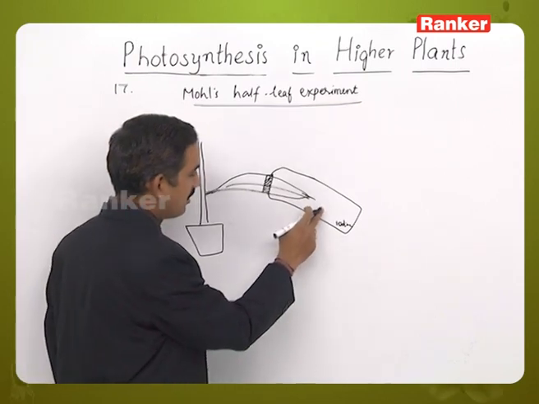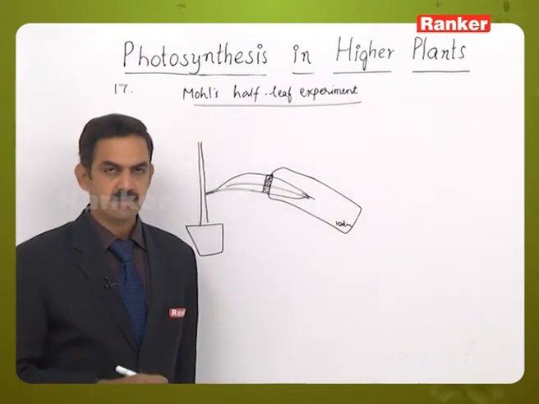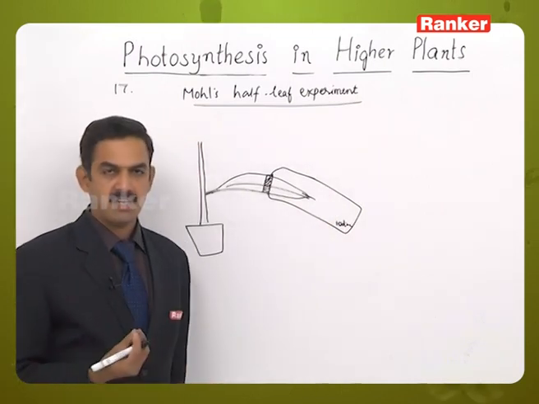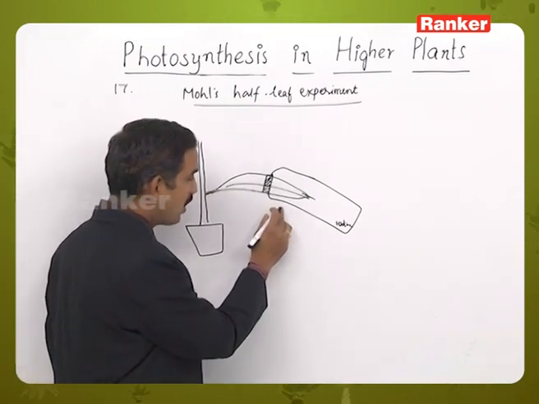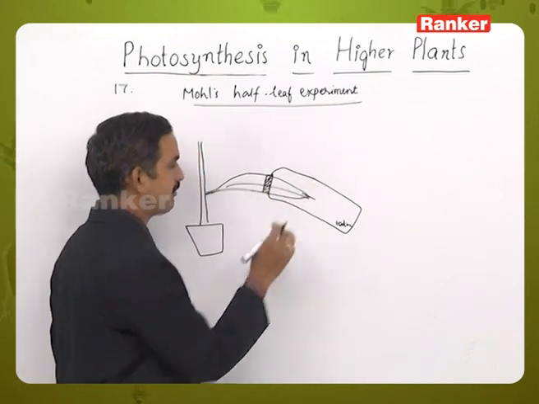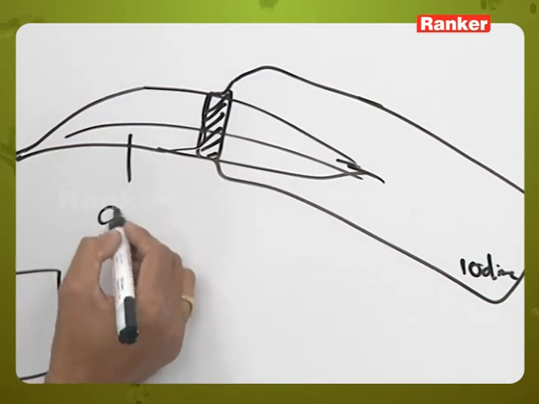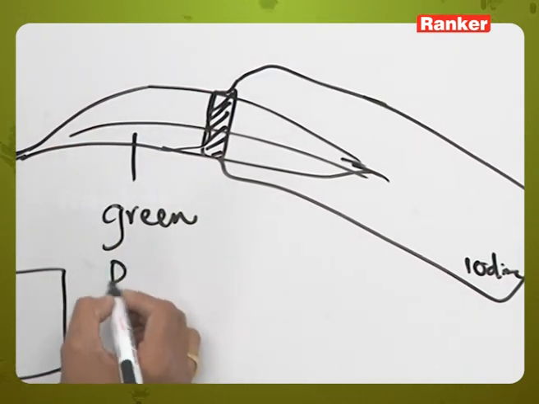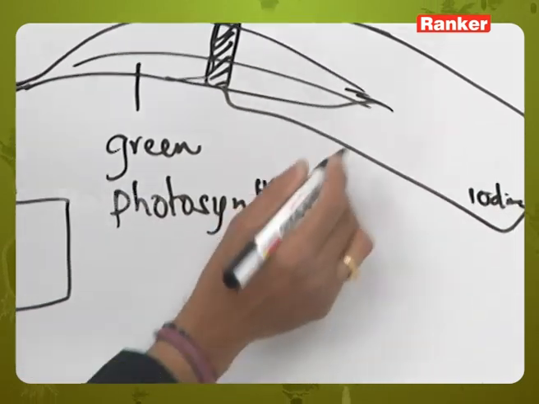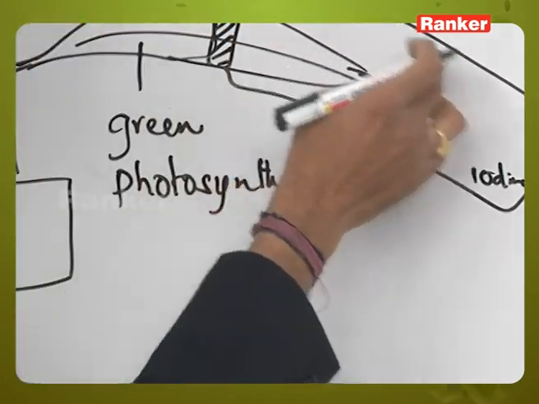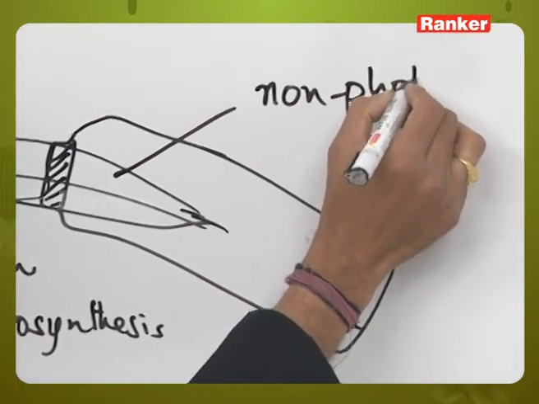Initially some carbon dioxide will be present inside this bottle, but after some time the carbon dioxide will get exhausted. So it has to be kept for a few hours, and after that when we remove this bottle, we can observe that only the exposed part will be green in color and perform photosynthesis. That is, it contains starch also. Whereas the inner part which is kept inside this bottle will be non-photosynthetic in nature.